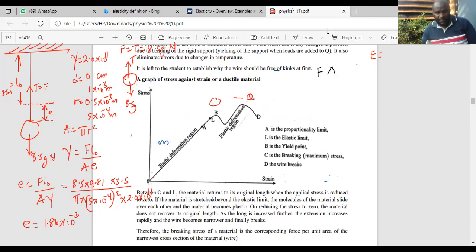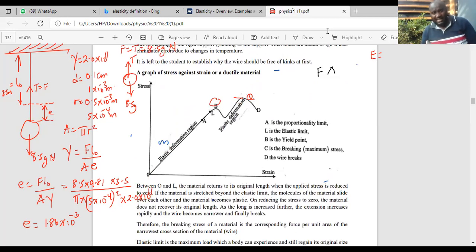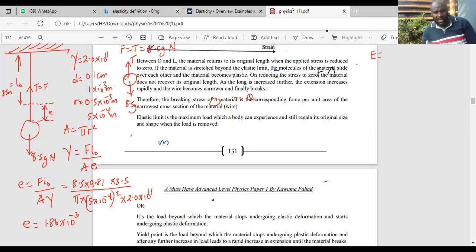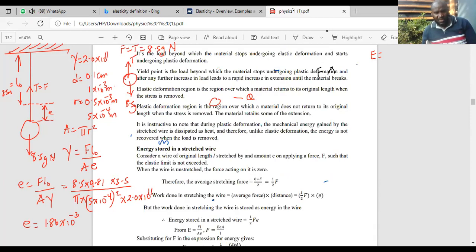So this is our graph of stress versus strain for a ductile material, same as the force versus extension for an elastic material. You see, the first straight line is the elastic deformation region, whereby the material goes on extending up to point A, where it loses the proportionality limit. Remember, I mentioned the proportionality limit is A. Then B is the elastic limit, C is the yield point, and D is the maximum stress point, and then the wire breaks. So the explanation still will go through it using that graph, which I already talked about.